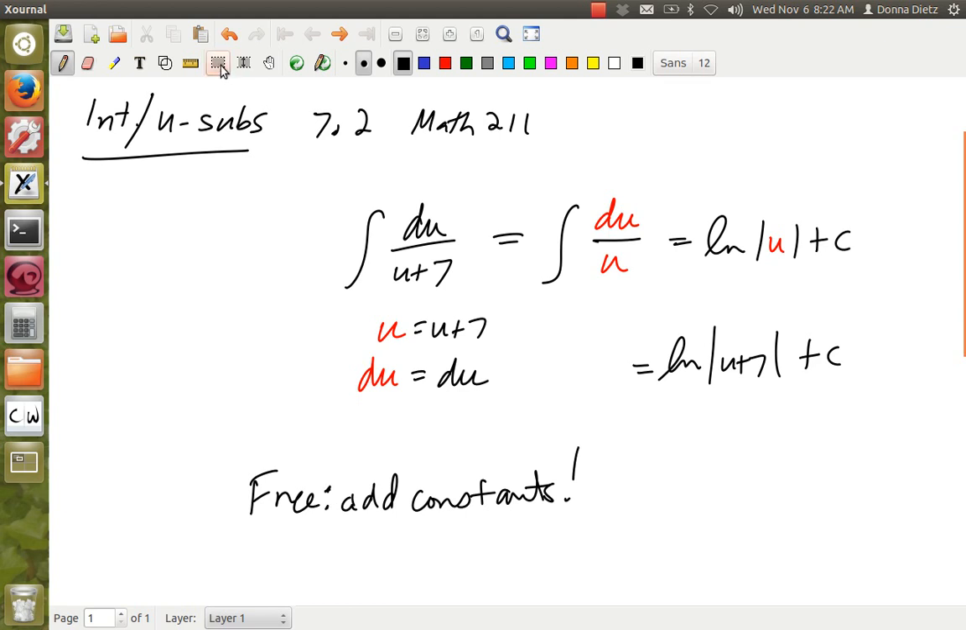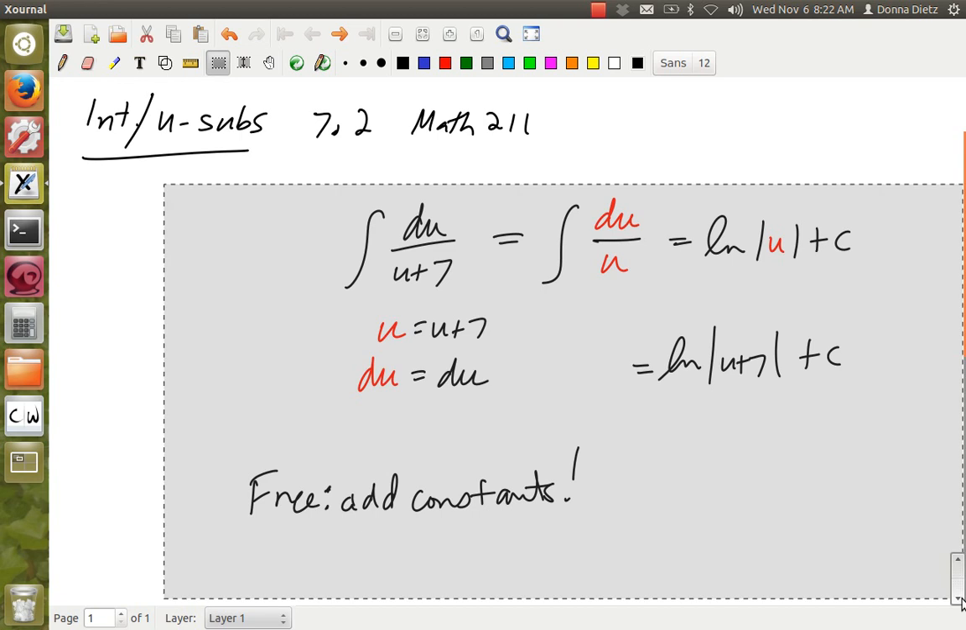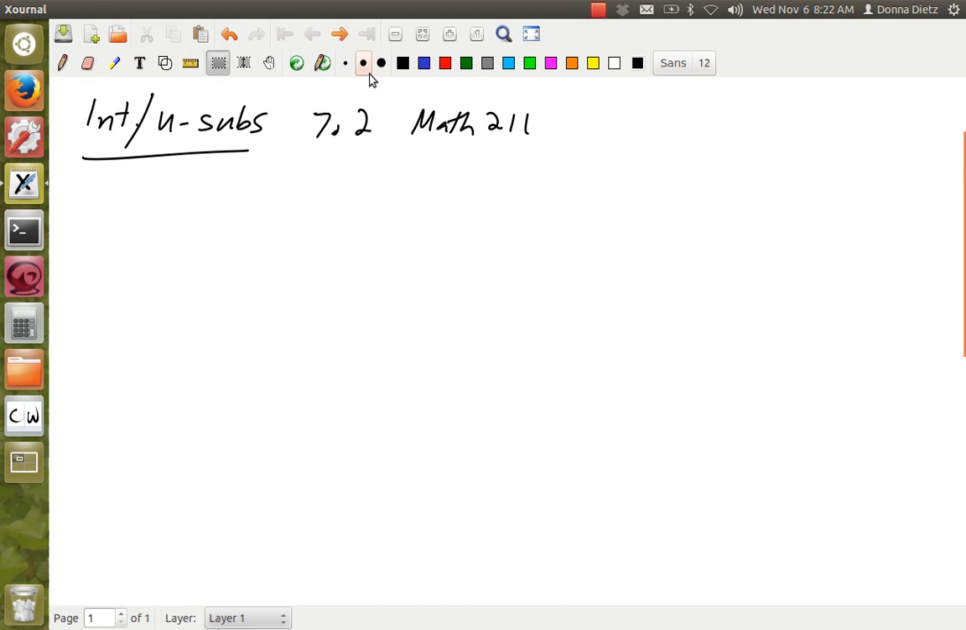So anytime you have some weird thing, you don't really need to use u substitution. If you had cosine of x plus 7, you could just say negative sine of x plus 7. The constant comes along for free by u substitution because the derivative of x and the derivative of x plus 7 is the same. You've got that constant of integration, so you just literally don't have to worry about it.